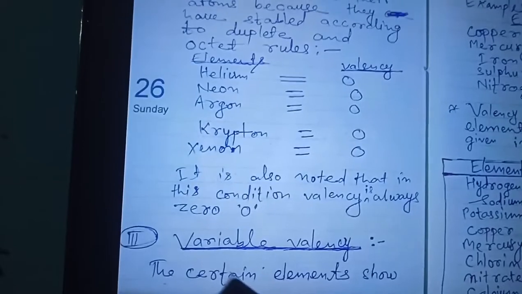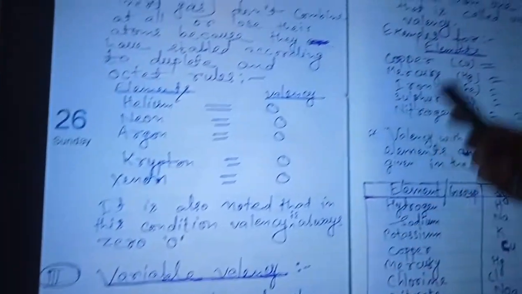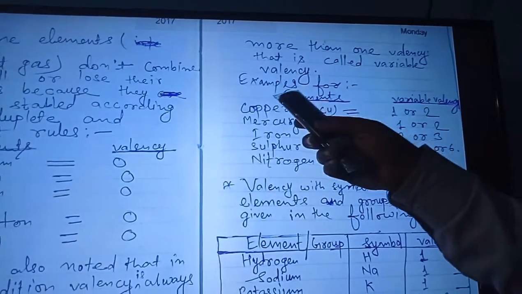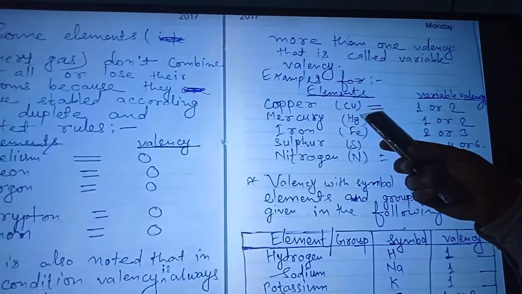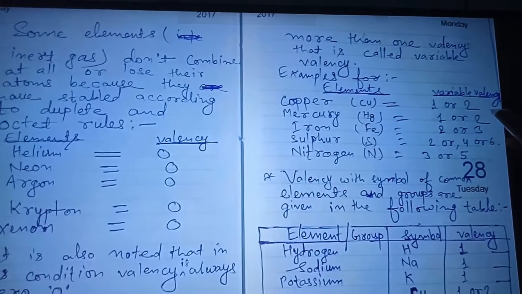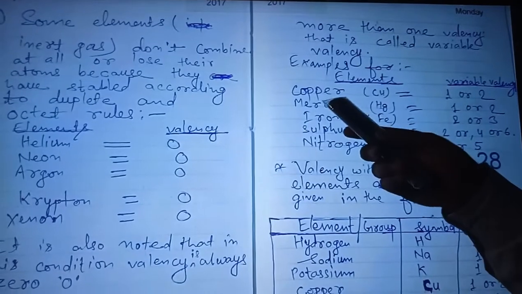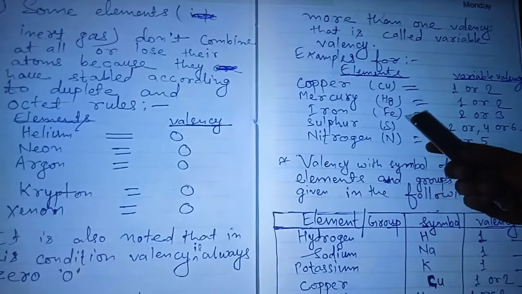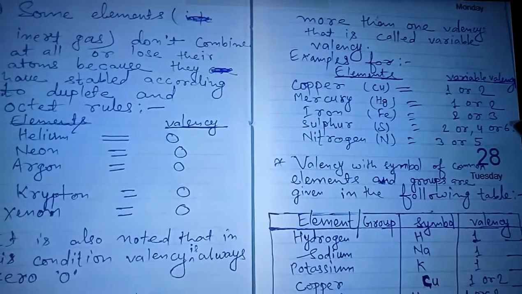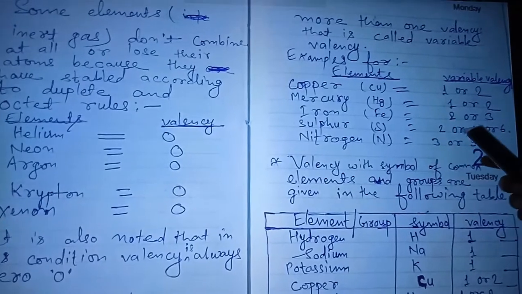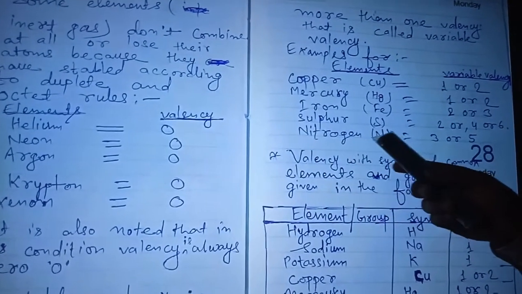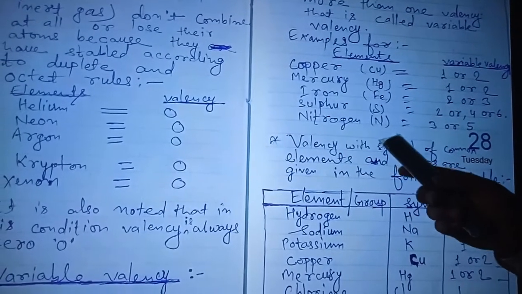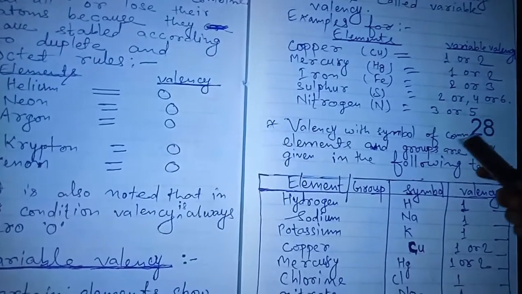Third, variable valency. When a certain element shows more than one valency, that is called variable valency. Examples of some elements and their variable valency: copper Cu 1 or 2, mercury Hg 1 or 2, iron Fe 2 or 3, sulfur S 2, 4 or 6, nitrogen N 3 or 5, and so on.